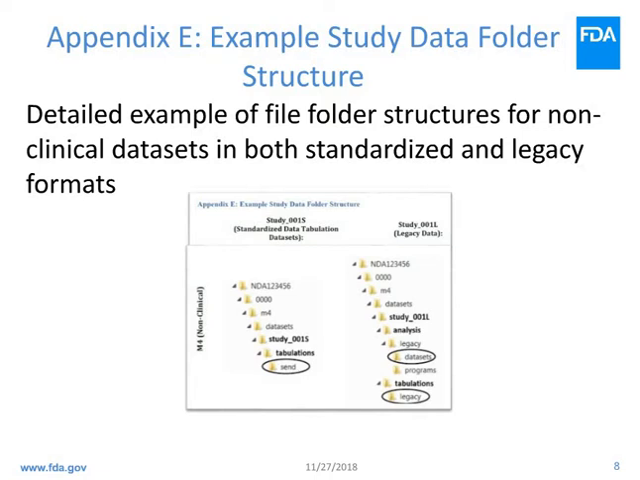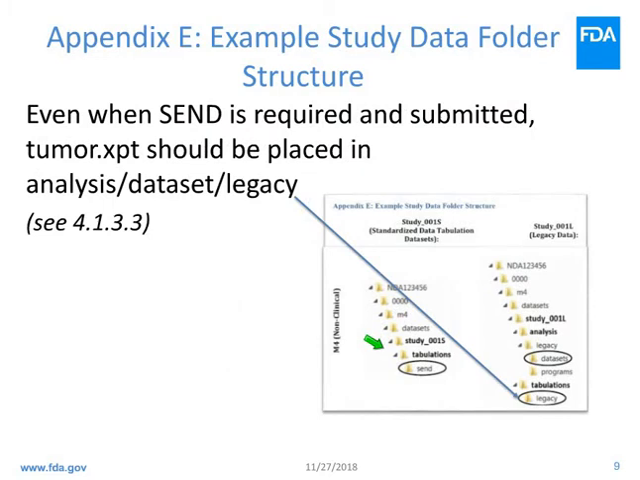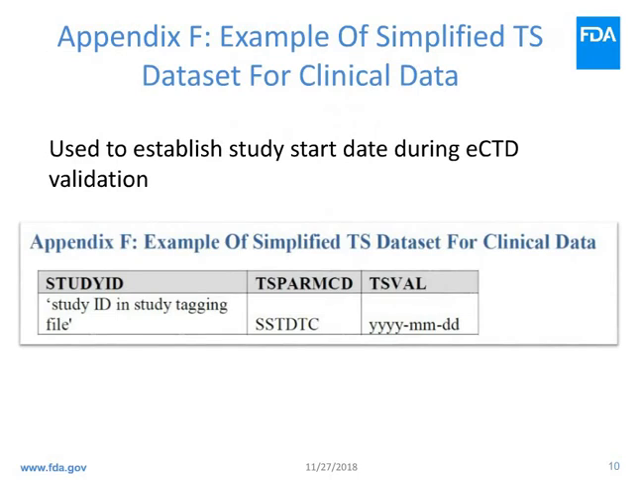You can see each of the folders is called out there on the right-hand side of the graphic. And specifically, even when SEND is required and submitted, the tumor XPT data set should be placed in that current folder structure, analysis/dataset/legacy. You can see the arrow there pointing down to the legacy folder within the eCTD structure. For more details about that or for reference, you can see section 4.1.3.3 of the current Technical Conformance Guide.